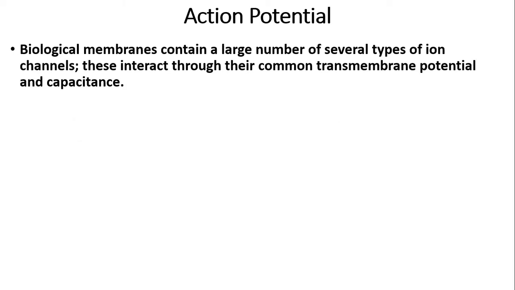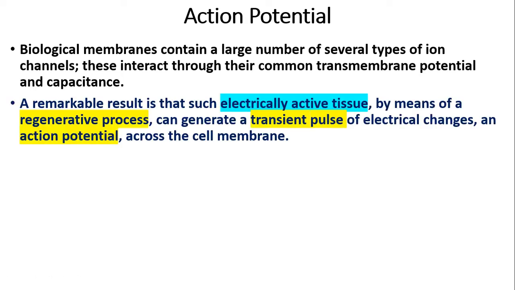Now let's look at what is the action potential. Biological membranes contain a large number of several types of ion channels. These interact through their common transmembrane potential and capacitance. A remarkable result is that such electrically active tissue, by means of a regenerative process, can generate a transient pulse.